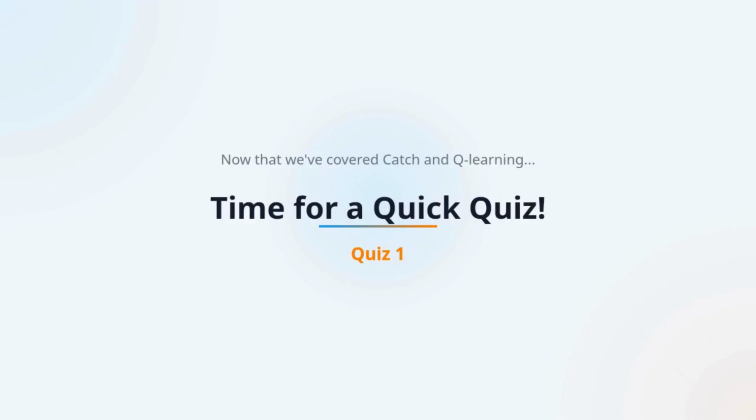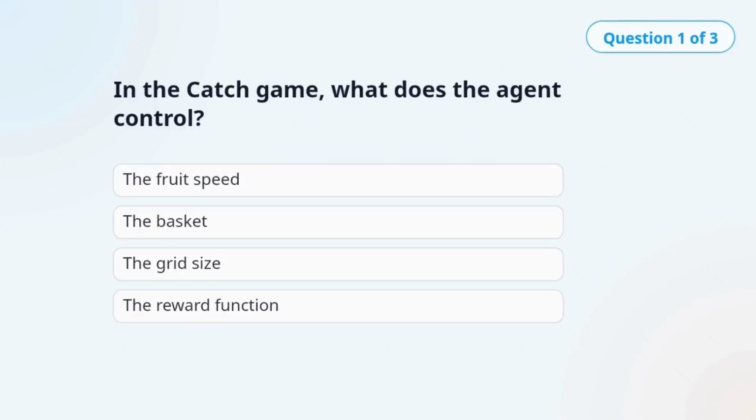Here's quiz number 1. See if you can get it right. Question 1. In the Catch game, what does the agent control? The correct answer is the basket. The agent controls the basket and tries to move it so the falling fruit is caught.